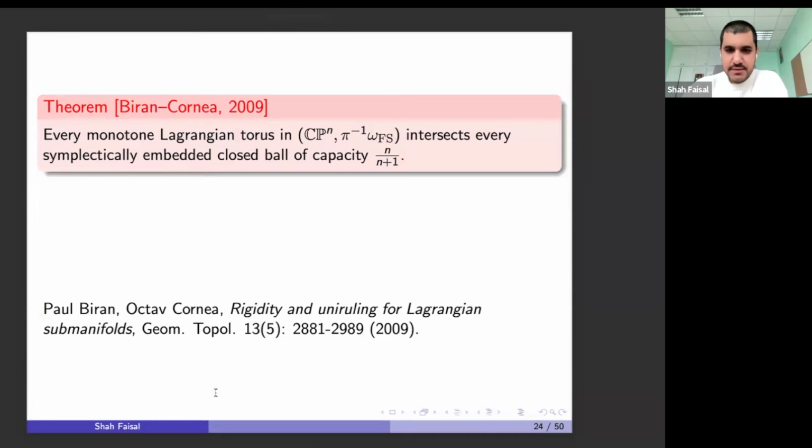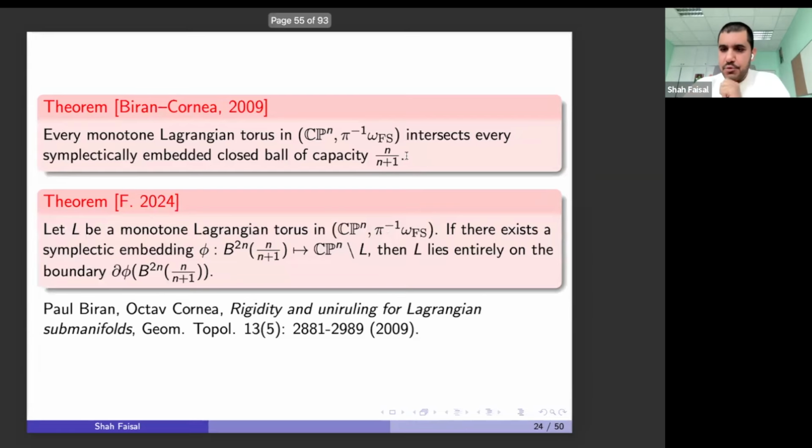There is a theorem by Biran and Cornia, which computes basically the Gromov width of the complement of a Lagrangian in CPN. So if you take a monotone Lagrangian torus in CPN, then every symplectically embedded ball of capacity n divided by n+1 intersects that torus. So if you take a ball of this capacity in CPN, then any monotone Lagrangian torus will intersect that.